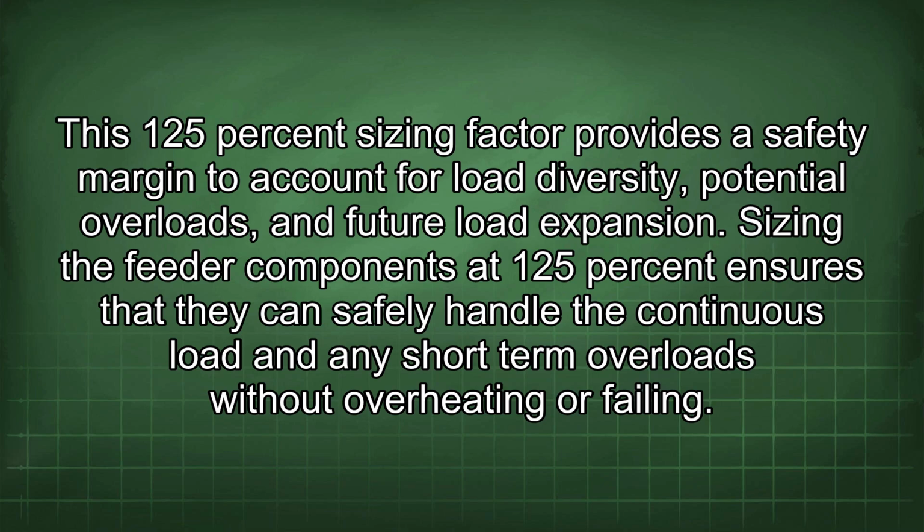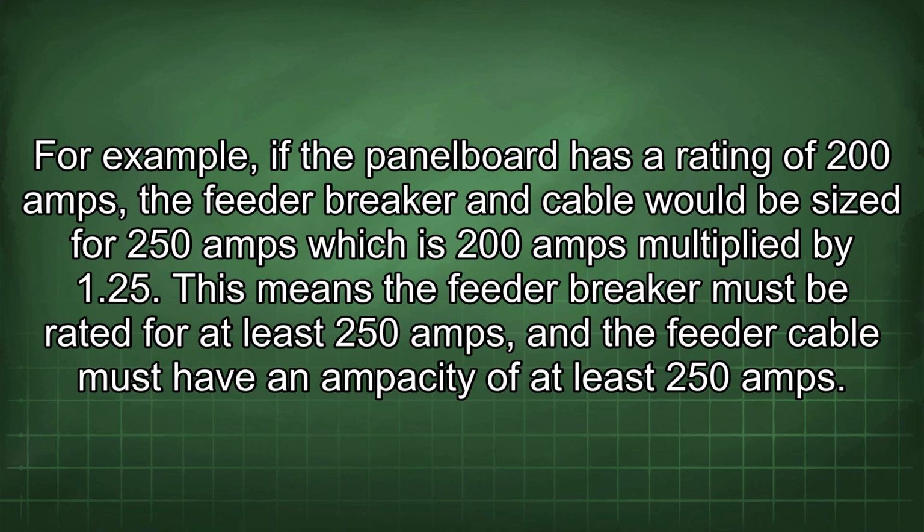For example, if the panel board has a rating of 200 amps, the feeder breaker and cable would be sized for 250 amps, which is 200 amps multiplied by 1.25. This means the feeder breaker must be rated for at least 250 amps, and the feeder cable must have an ampacity of at least 250 amps.